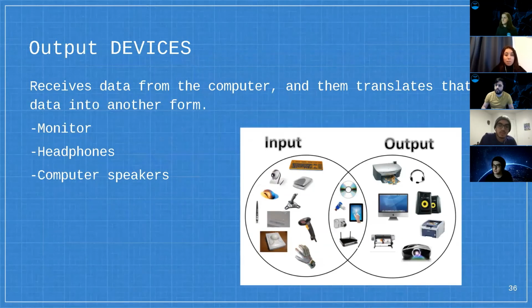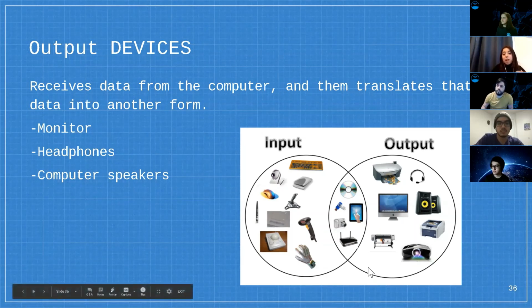And then in contrast, we have output devices that receive data from the computer, and it can translate that data into another form. For example, monitors take data and present it in a visual form. And then we also have headphones, which receive data from a computer and output sound. Another example would be computer speakers, which receive vibrational cues from the computer and are able to convert them into audio. I included this Venn diagram here on the right side to visualize the different components and where they lie, and to see how some components do share. They can be both input and output.